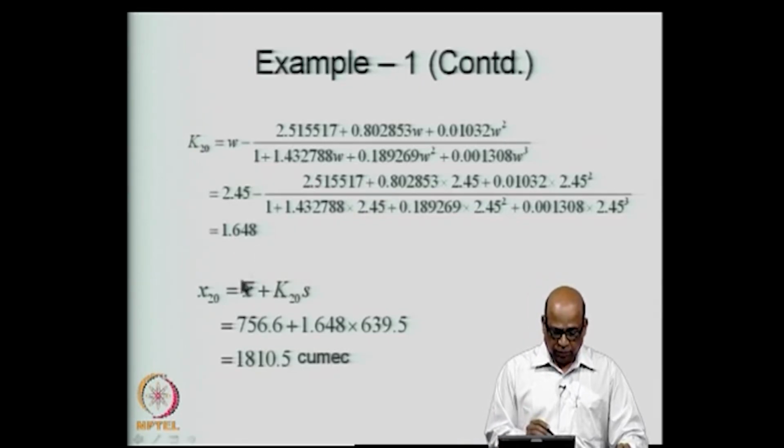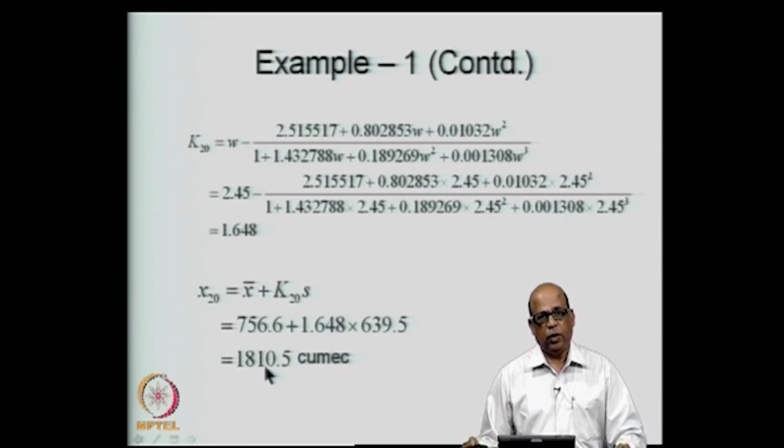Once you get the kT, you can get xT. In this case, x20 is equal to x bar plus k20 into s, which comes out to be 1810.5 cubic meters per second.